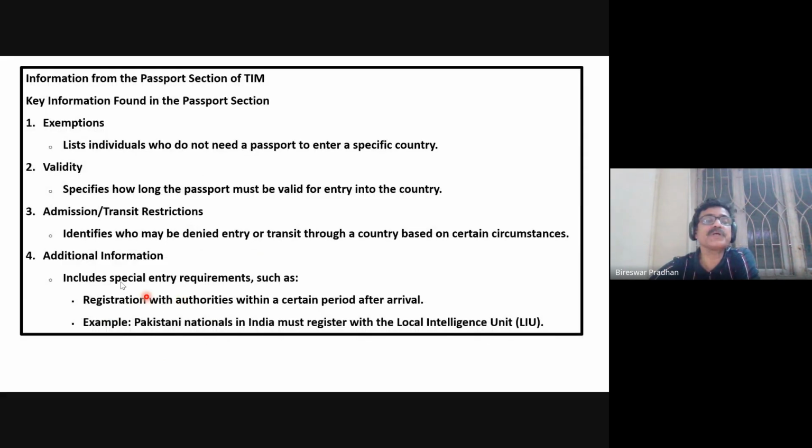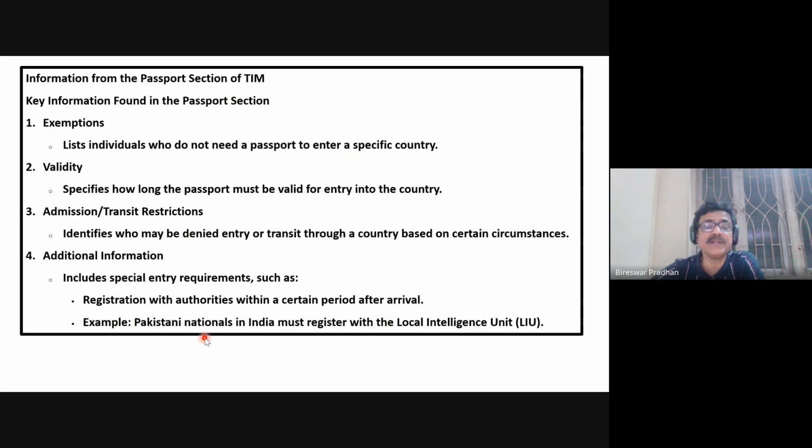Now, information obtained from the passport section. The exemption list: individuals who do not need a passport to enter the specific country. Validity specifies how long the passport must be valid for entry into the country. Admission and transit restrictions identify who may be denied entry or transit through the country based on certain circumstances. Additional information includes special entry suggestions, such as registration with the authority within a certain period after arrival.